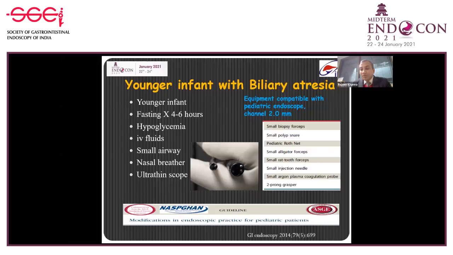But the problem with these ultra-thin scopes is that the small injection needle can go inside the scope, but it is not always easy to get the small sclerotherapy needle for these kinds of scopes. And also, even if you are getting this small injection needle, there may be a problem with the suction when you are injecting the varix. There may be a problem with suctioning of the blood and the air inside the stomach.